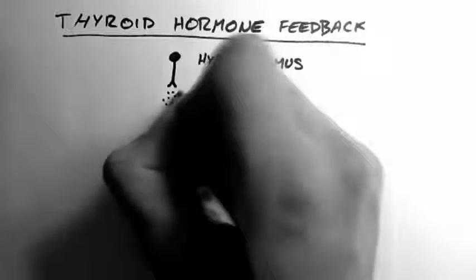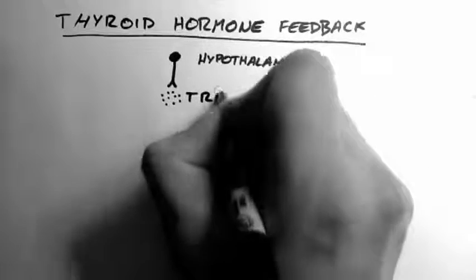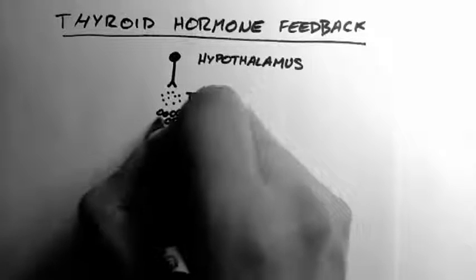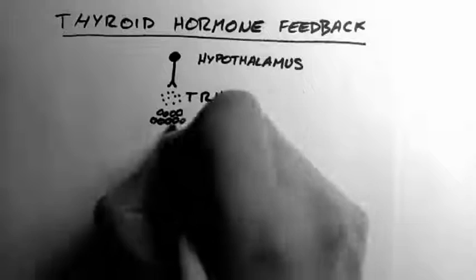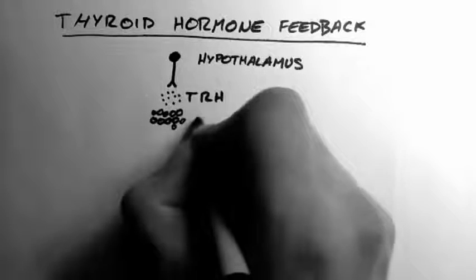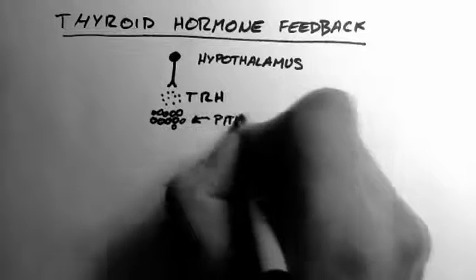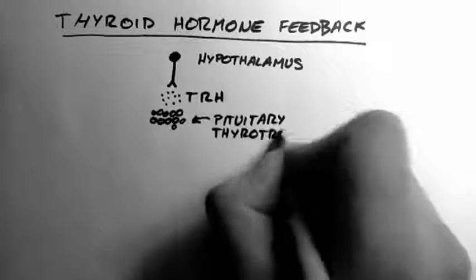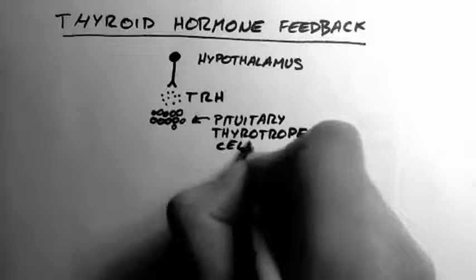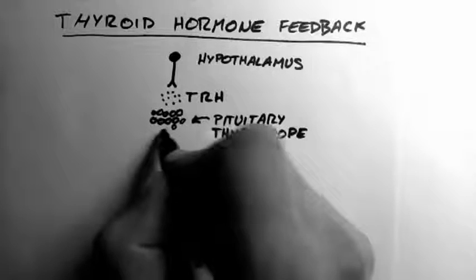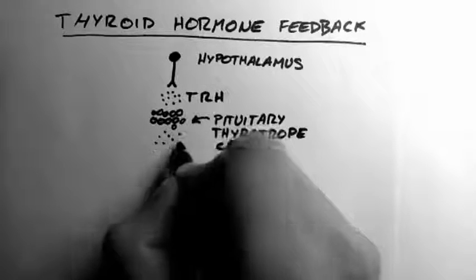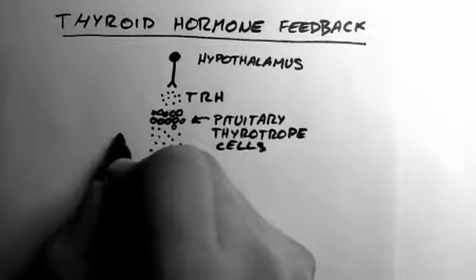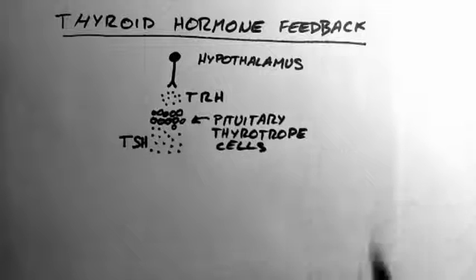The hypothalamus releases TRH onto the pituitary thyrotrope cells. If you don't know what these words mean, have a look at the thyroid hormone control video. The thyrotrope cells then release TSH into the bloodstream.